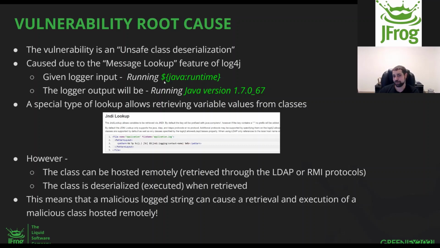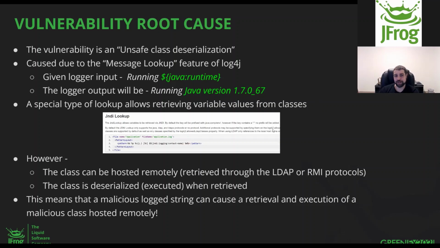So, for example, if I would log this token, like ${java:runtime}, if I send this out to be logged, what would actually be logged would be the Java version and runtime. So it gets replaced automatically. And this is by default. So usually this is harmless. It can actually be harmful because of information leakage.